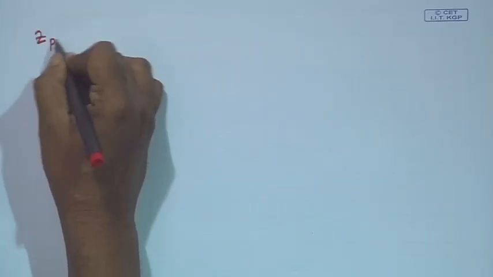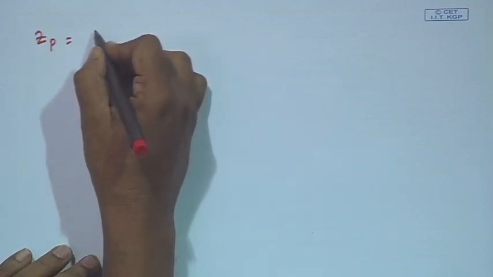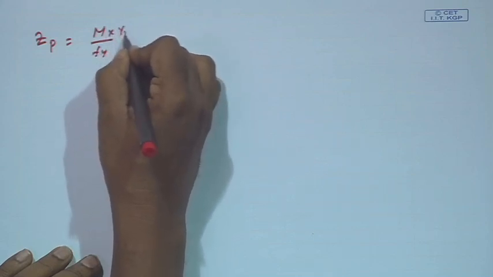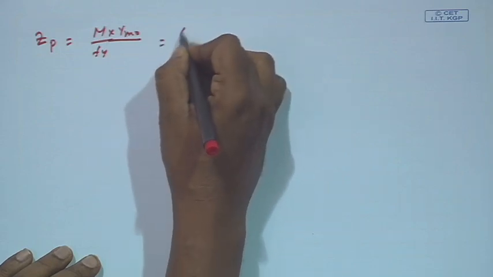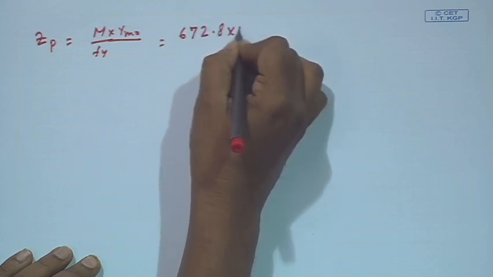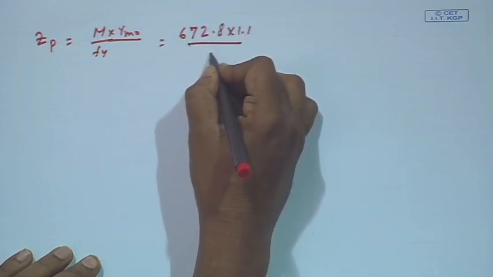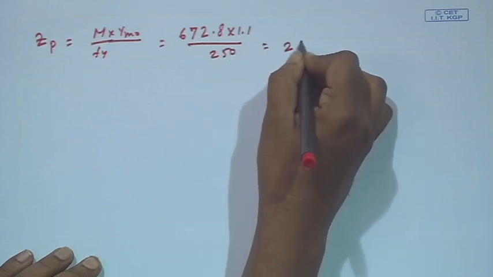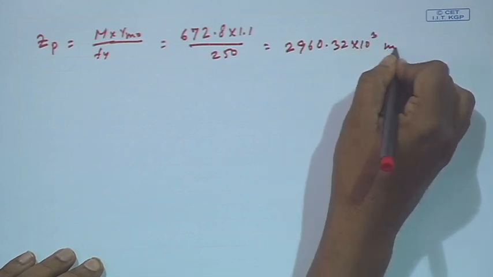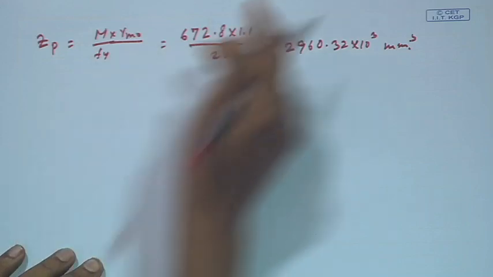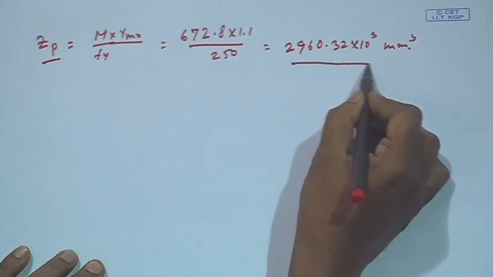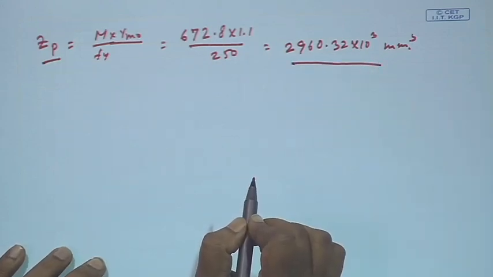So, to do that we can find out Zp. We know Zp is M by Fy by gamma m0. That means, if I put the value of M and Fy, then I can find the Zp required, which is 2960.32 into 10 cube millimeter cube. So, plastic section modulus required is 2960.32 into 10 cube millimeter cube.